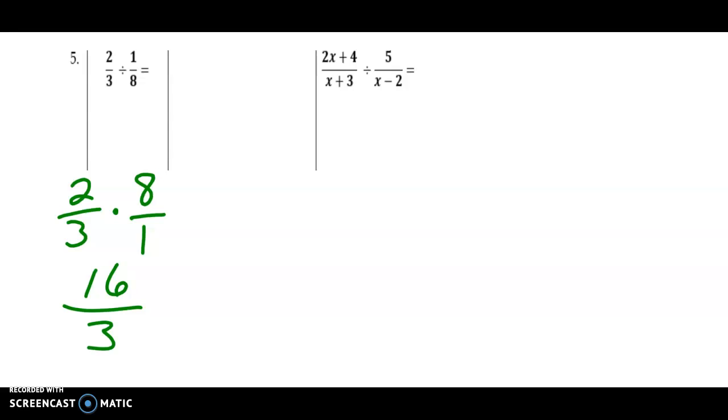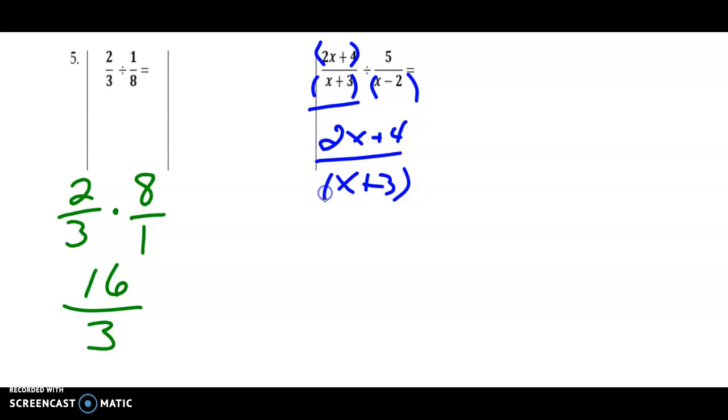Looking at the other type over here, again, you think of these as expressions. So this fraction is going to stay exactly the same. 2x plus 4 over x plus 3 multiplied by x minus 2 over 5.